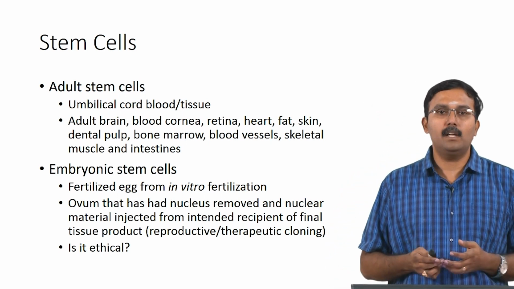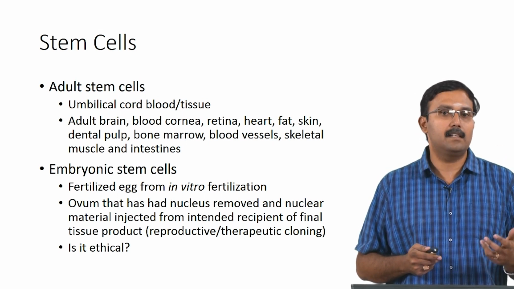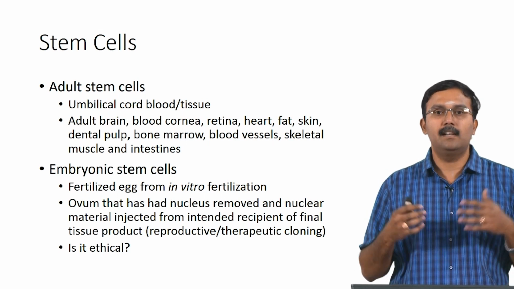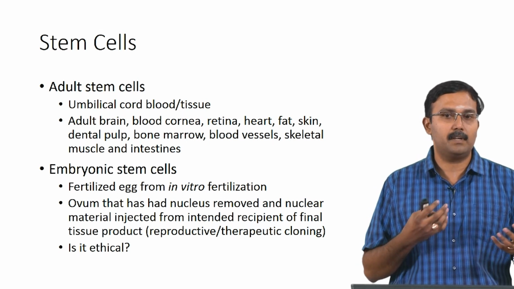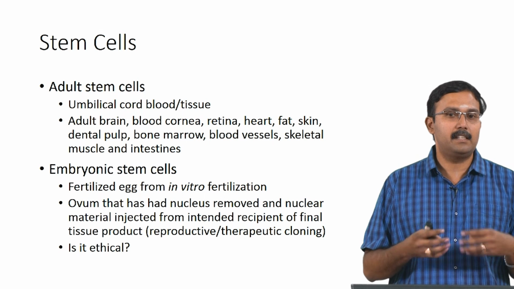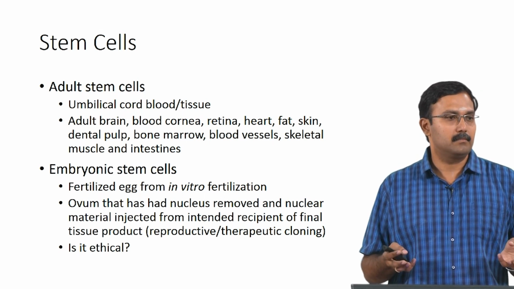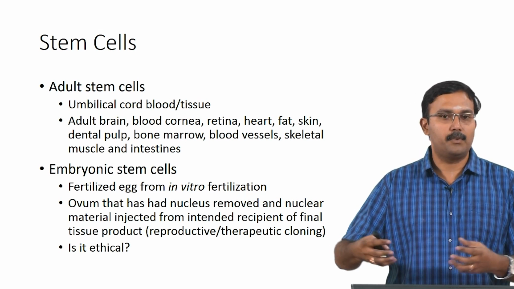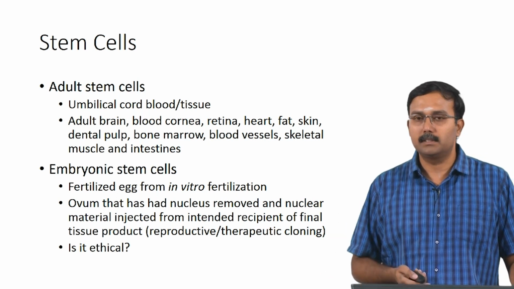So, embryonic stem cells are obtained from fertilized egg, usually through in vitro fertilization. The ovum has had a nucleus removed, and nuclear material is injected from the intended recipient, which is called reproductive or therapeutic cloning, to get the in vitro fertilized eggs, which you culture for a few days and then finally get it. So, the question is always about the ethics of this.